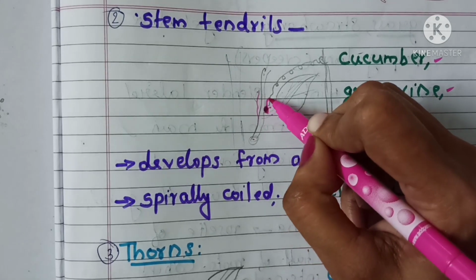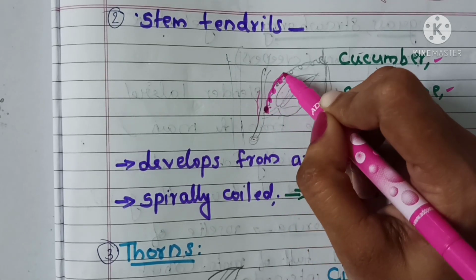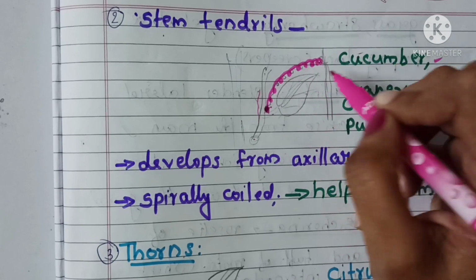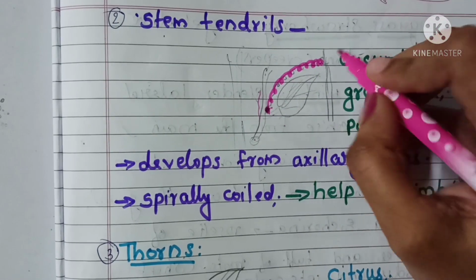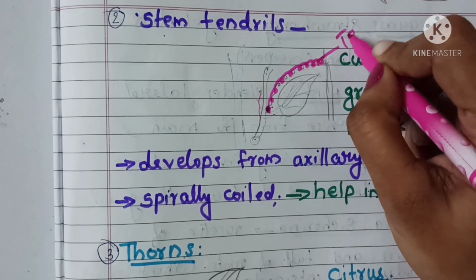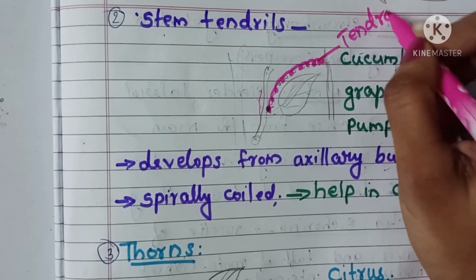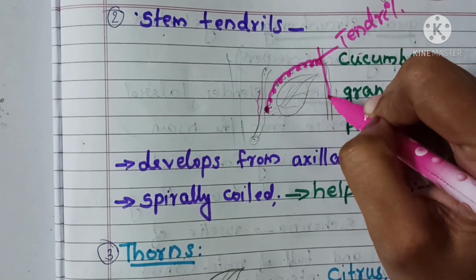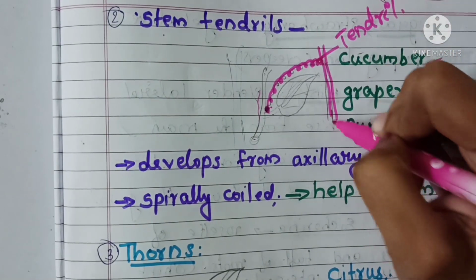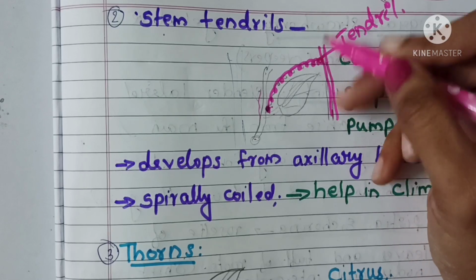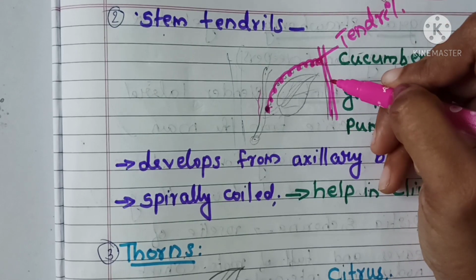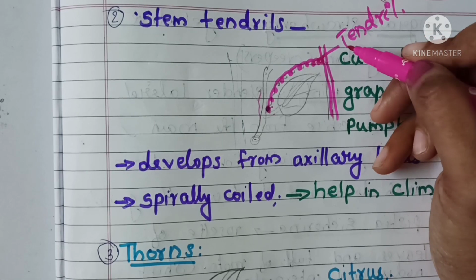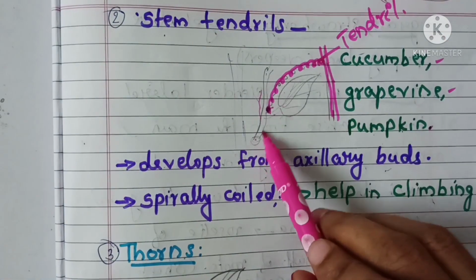And sometimes this axillary bud will be developing, see, directly it is developing into a wire-like coiled structure, that is known as the tendril. This structure is known as the tendril, and it will spread and it will catch anything that is nearby it, like it can be a stem, it can be some pole or anything, it will catch it and it will be growing up. Okay, so this is tendril.